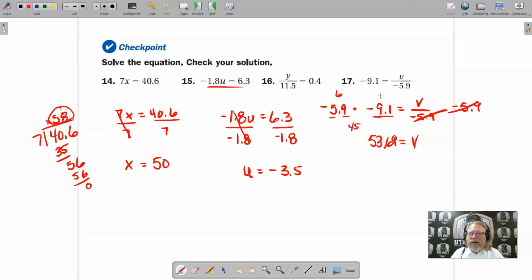And 9.1 is pretty much 9. Well, 6 times 9 is 54, right? Well, our answer is almost 54, so 5.369 seems to be a good answer. It seems to make sense. Always make sure your answers seem to make sense.